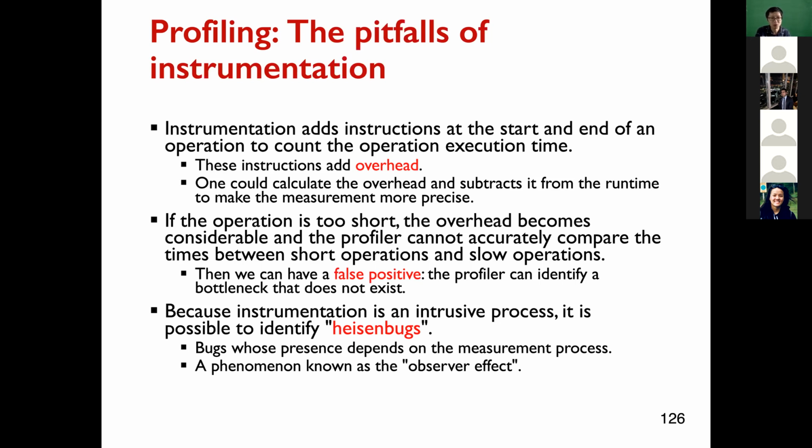The third pitfall is called hidden bugs. What's a hidden bug? Hidden bugs are the bugs that you only identify when you monitor them, but when you don't monitor them, they disappear. So hidden bugs are caused by the observer effect. If you don't observe it, it disappears. Okay.